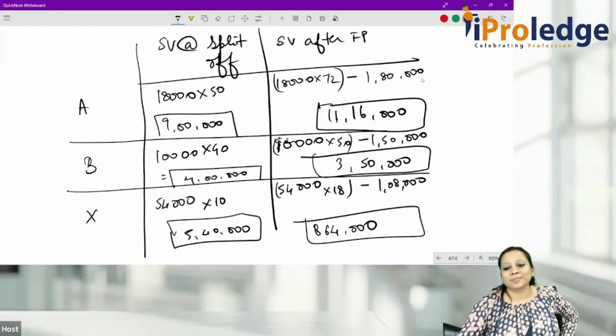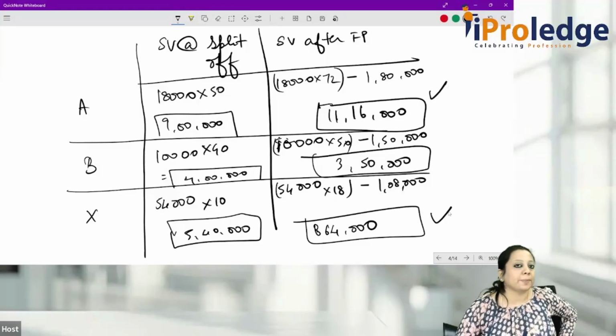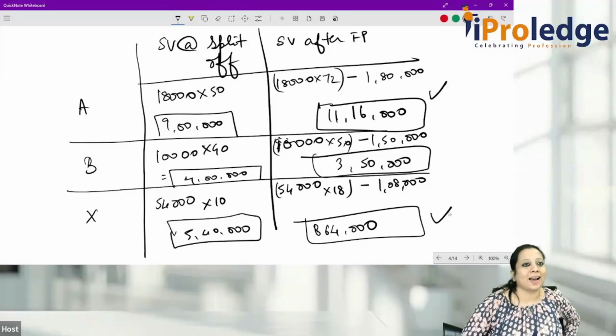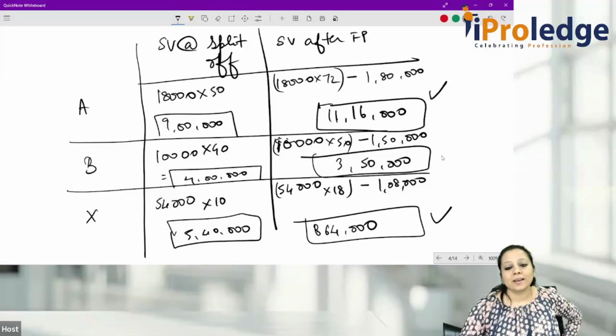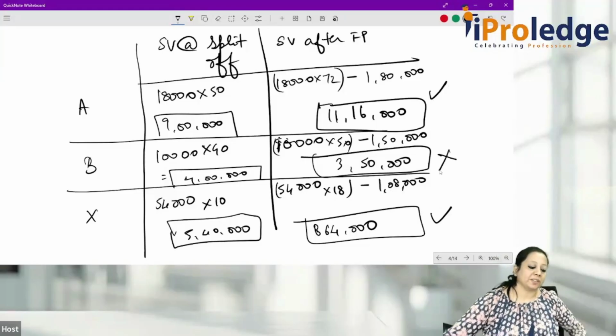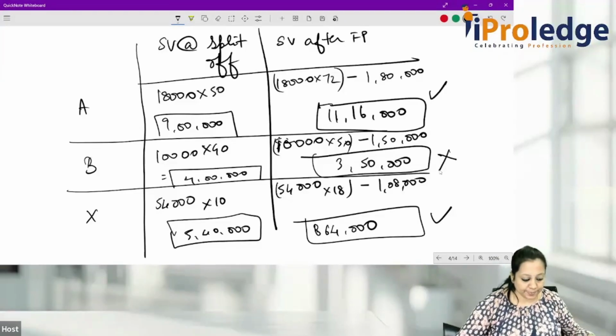So what we should do? A and X we should further process because sales value is higher. Correct? B we should not further process. That's all. So you can write it in the conclusion. A and X have to be further processed. B should not be further processed. That's all.